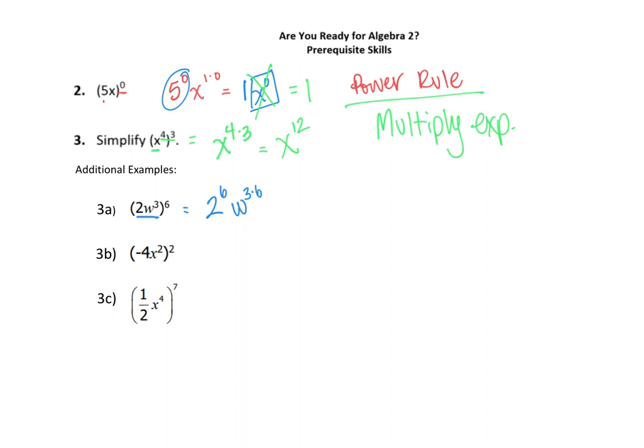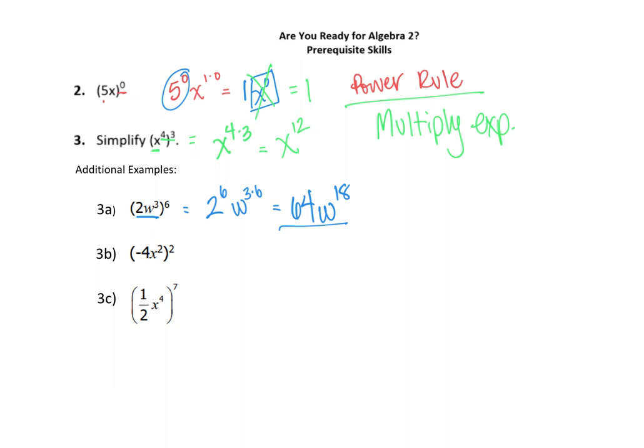So what is 2 to the 6th power? If you don't know that off the top of your head, use your calculator. That is 64. That's our coefficient. Then w is raised to the 3 times 6 power, which is 18. And that is simplified.